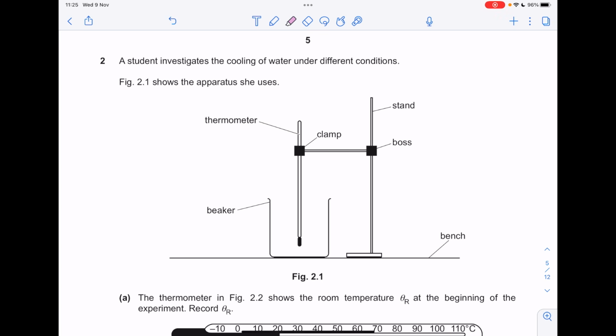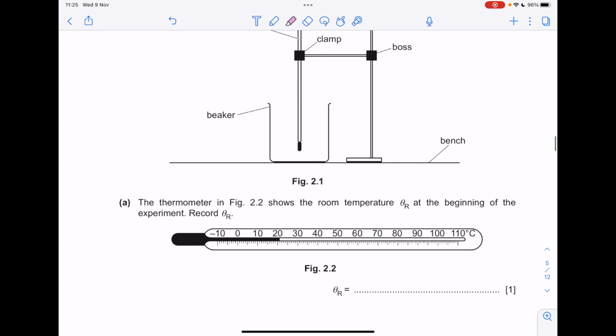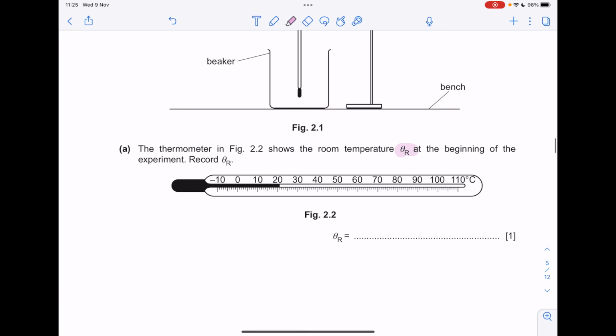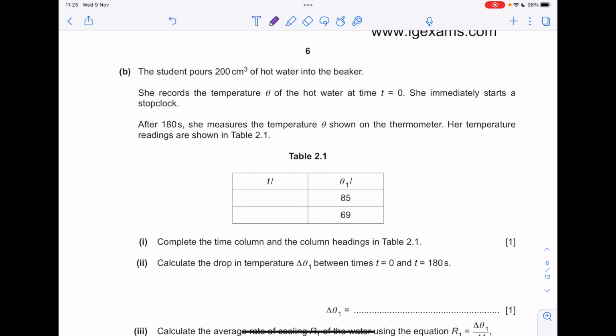2. A student investigates the cooling of water under different conditions. Figure 2.1 shows the apparatus she uses. The thermometer in figure 2.2 shows the room temperature at the beginning of the experiment. Record this value. So read that extremely carefully and you should find that it's 21 degrees Celsius. Include a unit. The student pours 200 centimetres cubed of hot water into the beaker.